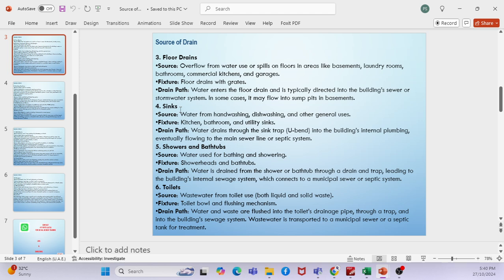Then you know the sink, right? For example, if you go to a pantry, you have a sink. Water from hand washing, dishwashing, and other general areas, right? For kitchen, bathrooms, and utility sinks, it is called a sink, right? Then there are showers and bathtubs. There also the wastewater will be collected from bathing and showering. Then you have a toilet, you have wastewater, or you can say soil water, right? You have both liquid and soil waste. Waste and soil, you call it.